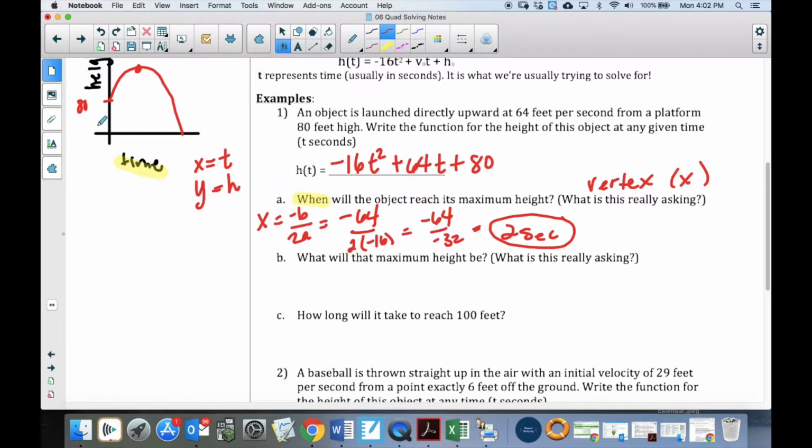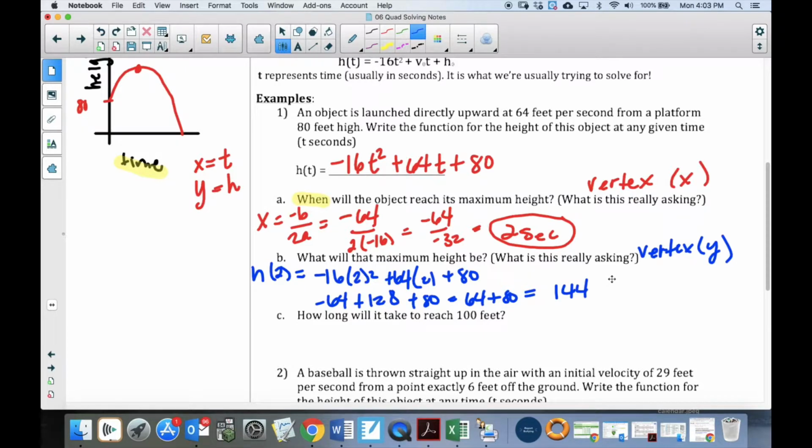So again, we look at our diagram, and now we're talking about how high it is going to go. So now we're talking about the vertex, but we're talking about the y part of the vertex. And so what we did to find the y part of the vertex is we can use h of t, because that's the height. We want to know how high is it after 2 seconds. And so we will plug that 2 into our equation and work it out.